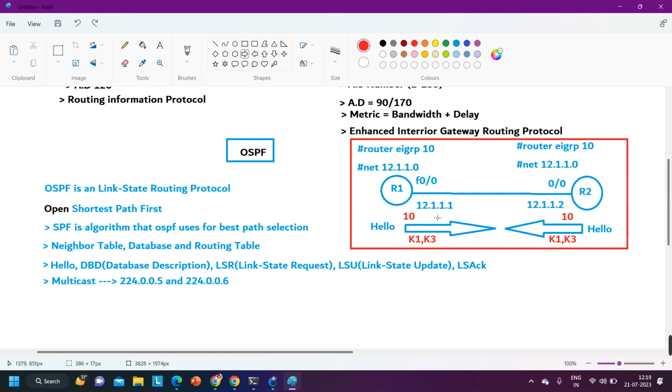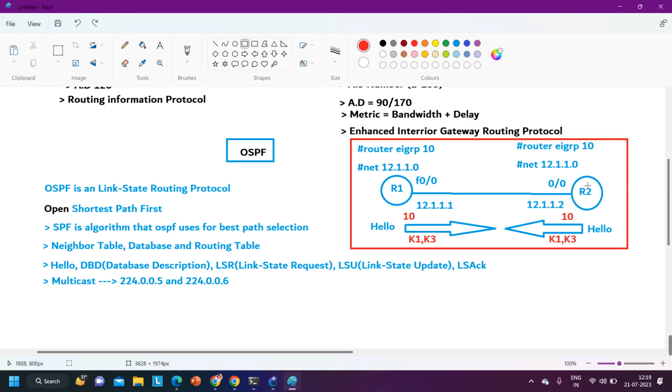What is K1 and K3? K1 is the short name of bandwidth, and K3 is the short name of delay. As you know, EIGRP uses two types of metric components, bandwidth and delay. So both routers should use the same metric components. Then only they will form neighborship. There are only two requirements in EIGRP to form neighborship. One is the AS value, and second is the K values, means metric components. These two values should match. Then only two routers will become neighbors.